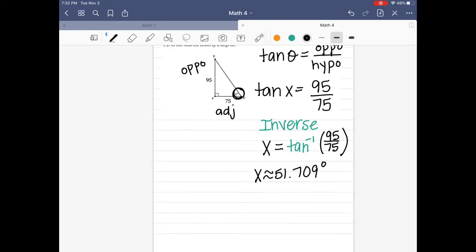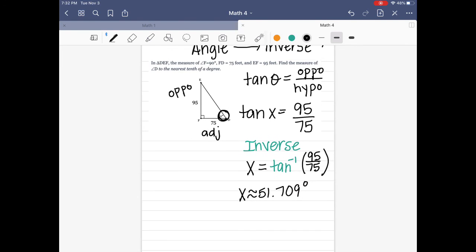So we get 51.709 degrees, because we're talking about the angle. This says round to the nearest tenth of a degree. So we're going to round the 7. That 0 is going to make the 7 stay the same. So x is approximately 51.7 degrees for that angle D.